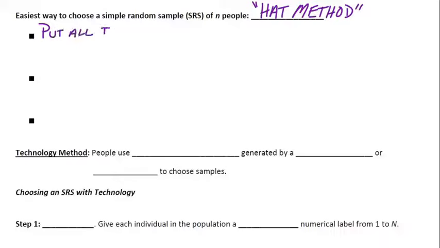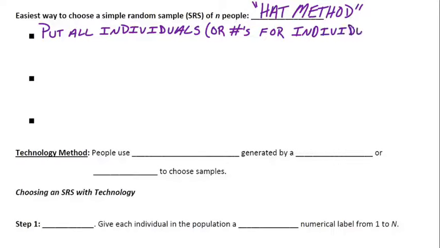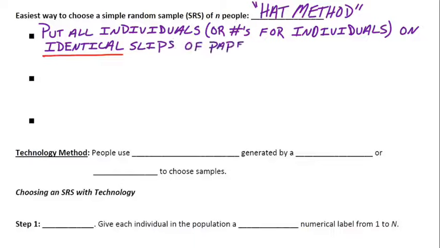Well, first thing you do is put all the individuals, or a number for each person, on identical slips of paper. Why do they have to be identical slips of paper? Because when we're drawing them out of a hat, you can't have somebody's name on a huge piece of paper and somebody's name on a small piece of paper. Remember, it's all got to be fair. So put them on identical slips of paper.